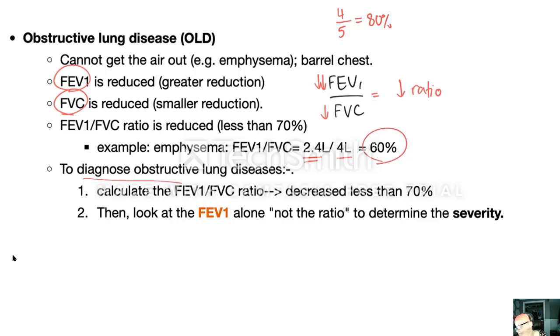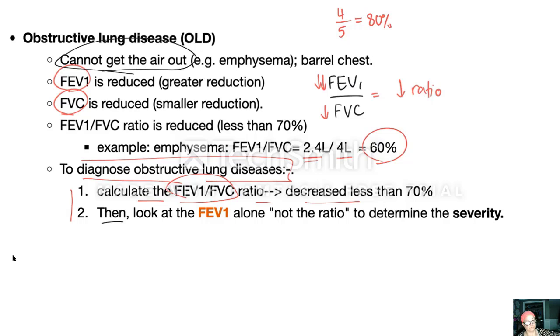So to diagnose an obstructive lung disease, you need 2 steps. Number 1, you calculate the FEV1 to FVC ratio, and it's going to be less than 70%. That's the definition of an obstructive lung disease. Why? I cannot get the air out, especially in the first second.